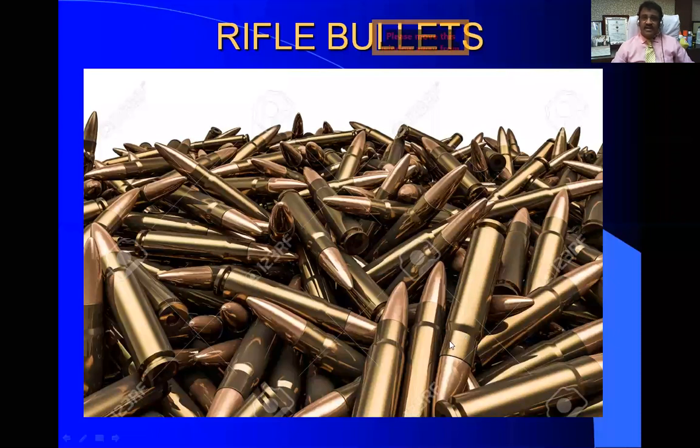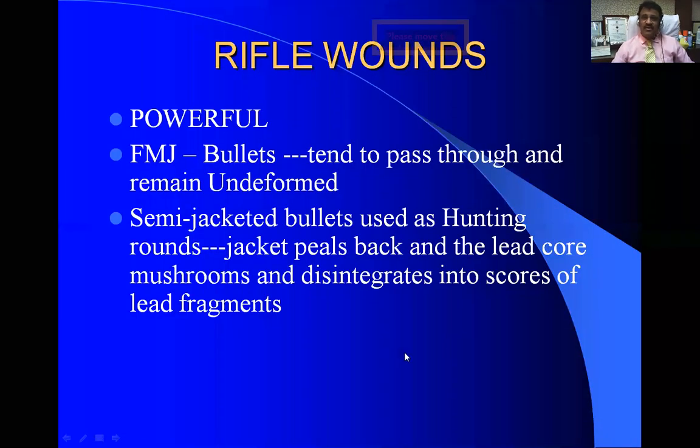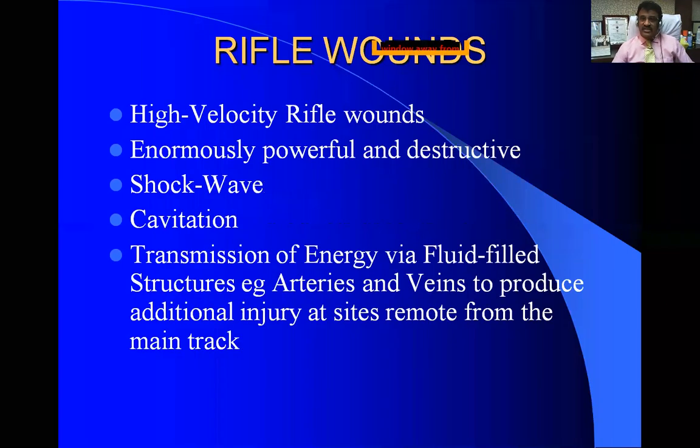Okay, now rifle wounds, how they look, powerful, and bullets tend to pass through the body and remain undeformed. Semi-jacketed bullets are used as hunting rounds. The jacket peels back and the lead core mushrooms and disintegrates into scores of lead fragments. High velocity rifle wounds are enormously powerful and destructive. They send shock waves and they cause cavitation, transmission of energy via fluid filled structures, for example arteries and veins, to produce additional injury at sites removed from the main track.